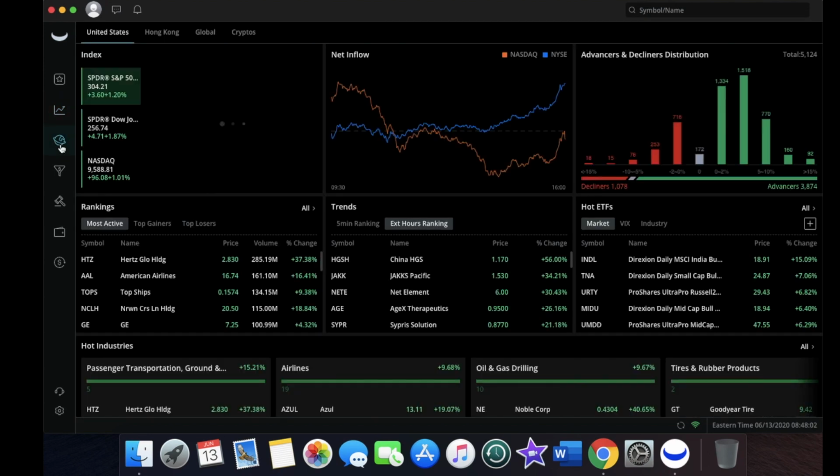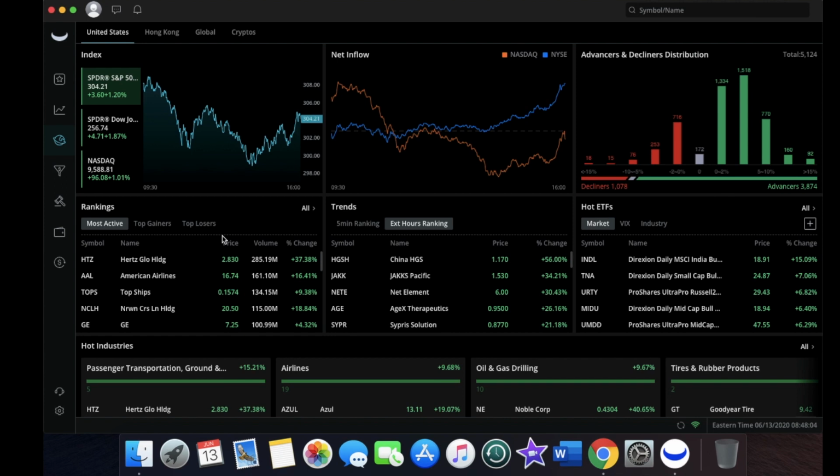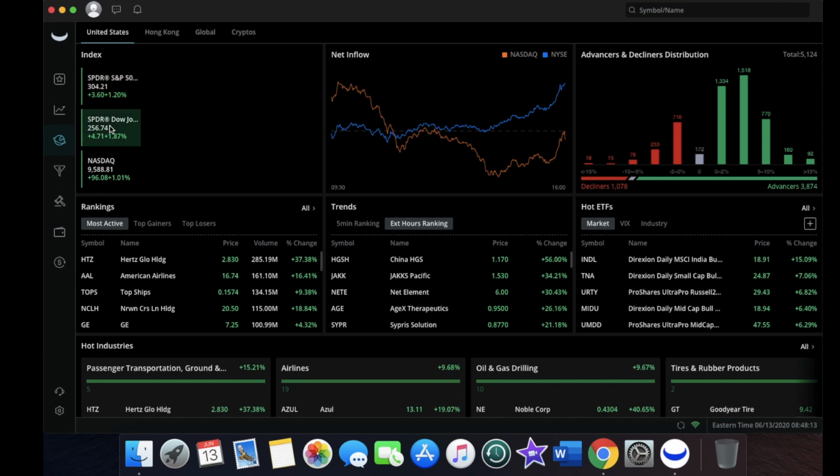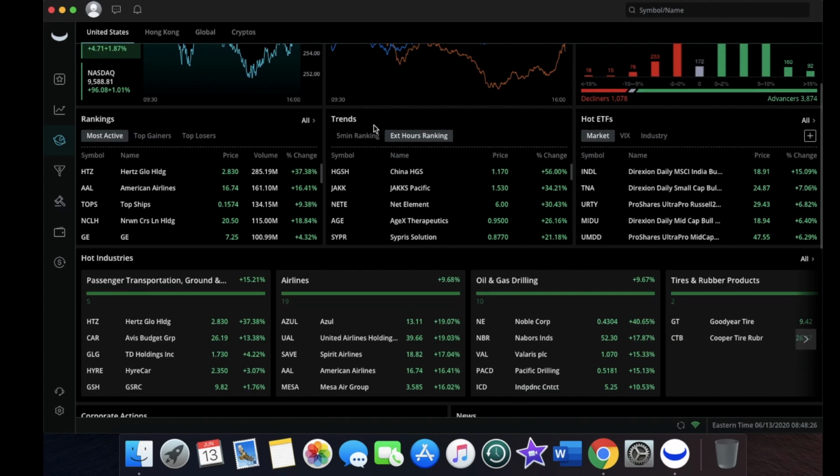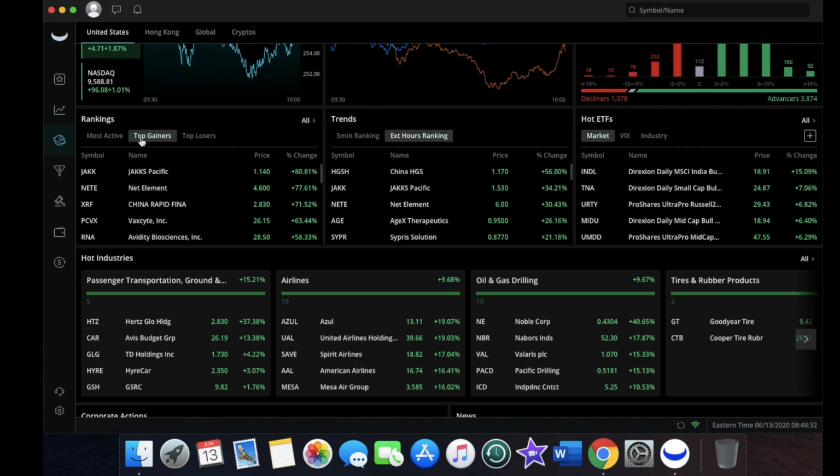In this section, this gives you an overall perspective of the markets on a daily basis. You can see in the left corner here, the S&P 500, the Dow Jones Industrial Average, and the Nasdaq. So these are all indexes. Over to the right, you have the Nasdaq versus the New York Stock Exchange. Another interesting thing on this page is the top gainers and top losers. You can see JAKS Pacific, it's up 80%, and in the top losers, you can see Rose Hill down 30%. So it gives you a gist of which companies are doing good and which companies are doing bad.